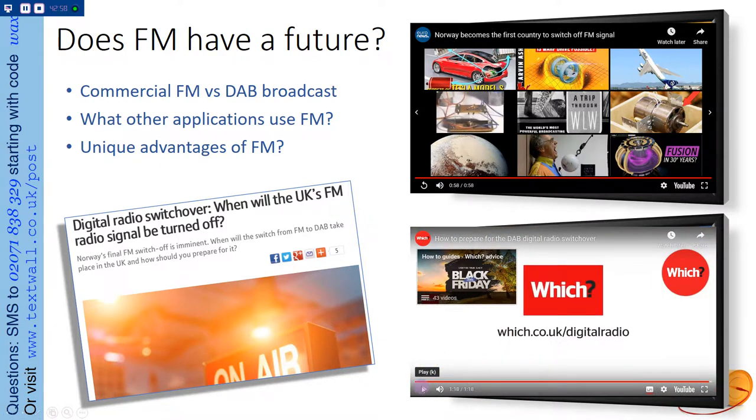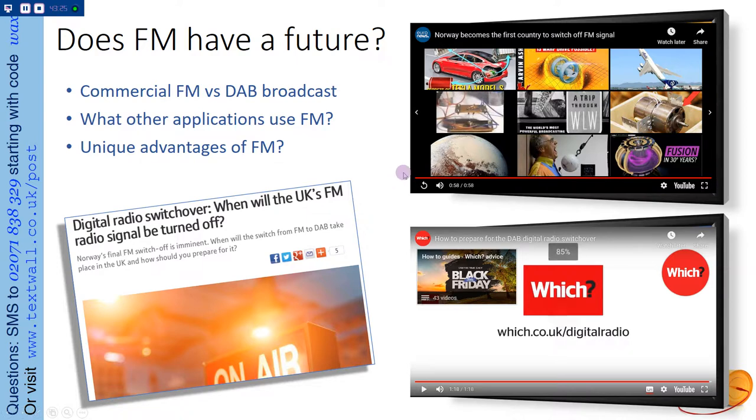Okay, so the UK will make the switch, but we haven't made an announcement yet. Many people will be affected. My car, for example, that's where I listen to radio. It doesn't have DAB, so I'm reliant on FM. So if FM is suddenly turned off, then millions of drivers like me will be without radio. So that's something to at least be aware of.